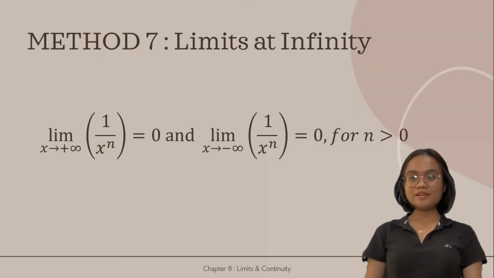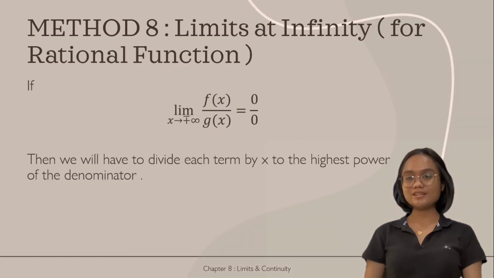Meanwhile, limit at infinity is related to infinite limits. We can use limit at infinity to find horizontal asymptote. Don't be confused. In this case, we will use method 7, which is the limit of 1 over x^n is equal to 0, where n is greater than 0.